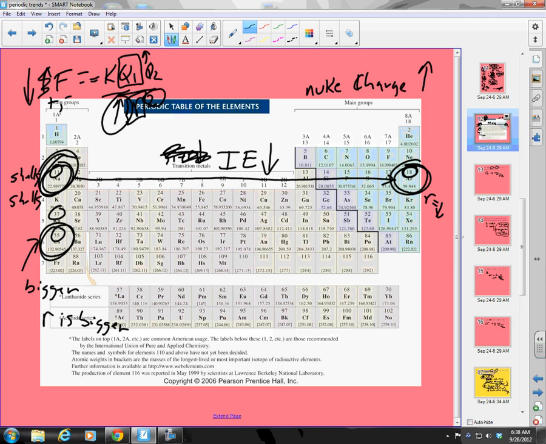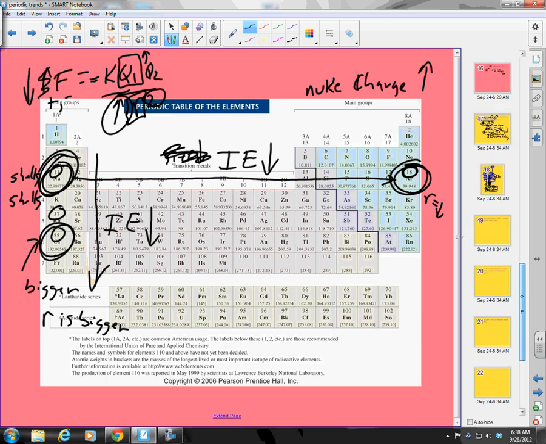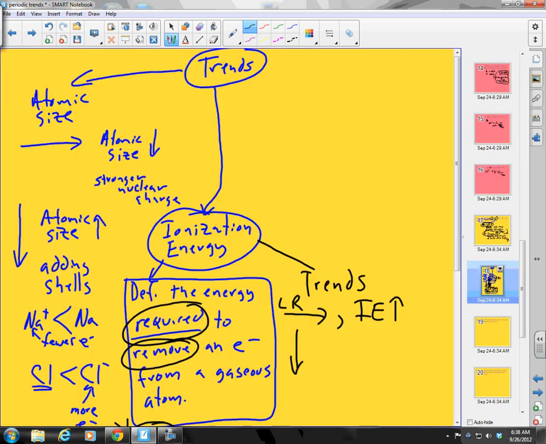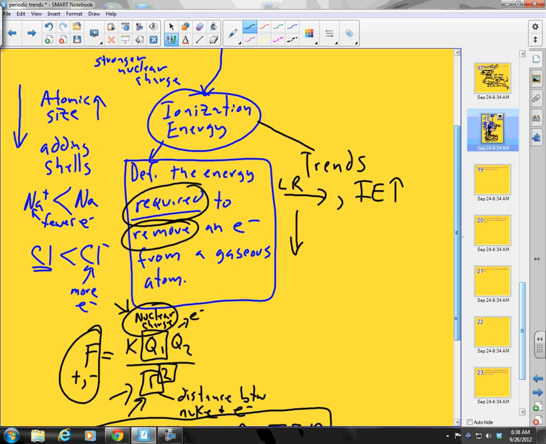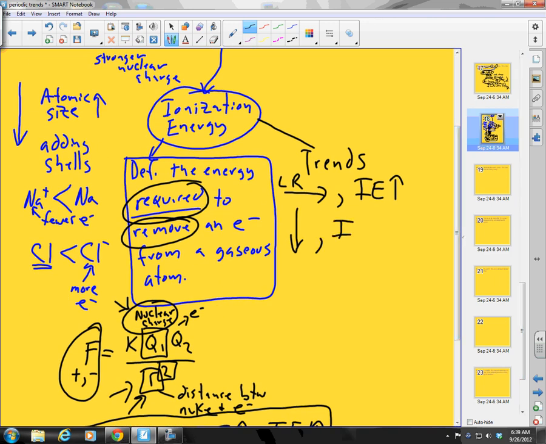If my force decreases, what does that mean for my ionization energy? As I go down a group, my ionization energy decreases. It becomes easier and easier to remove an electron. Okay, good. So let's write this in here. What's my trend? When I go down a group, my ionization energy decreases.